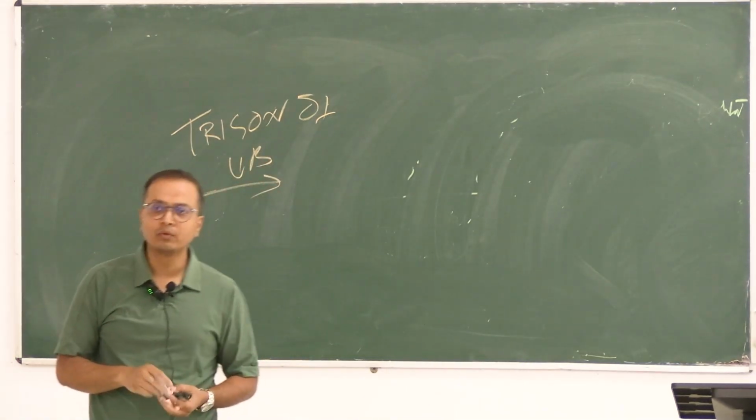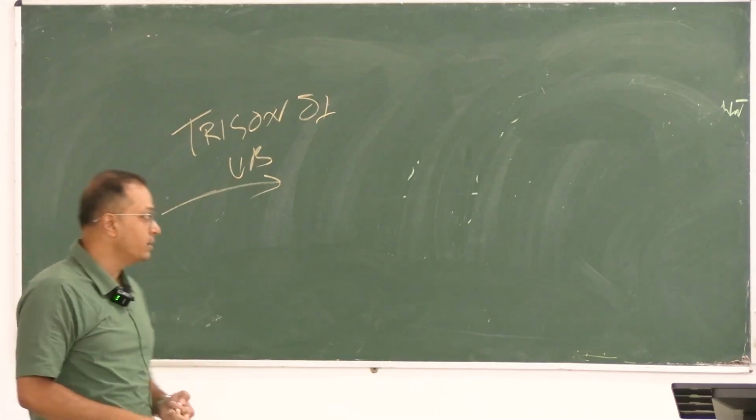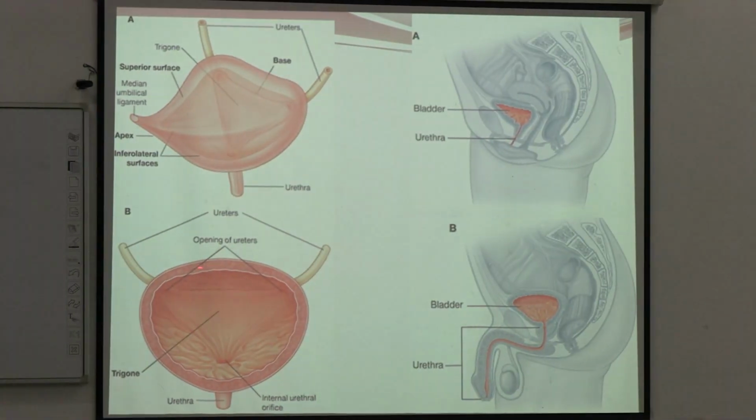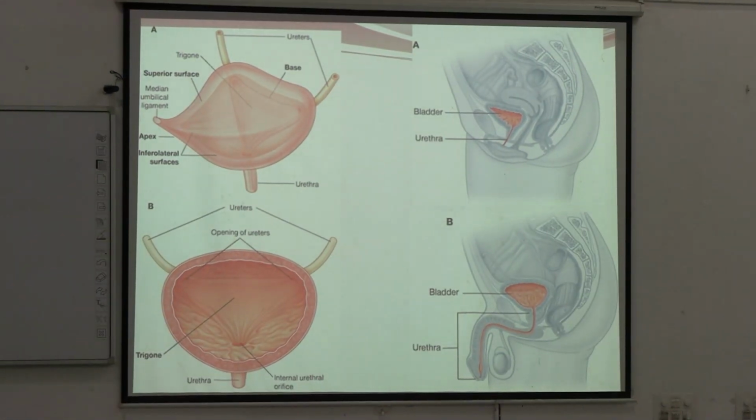Before we move to the trigone, we have to understand that this urinary bladder is made of muscles. The muscles present on the walls of the urinary bladder, we call the detrusor. This detrusor muscle keeps the urinary bladder's integrity on its sides.